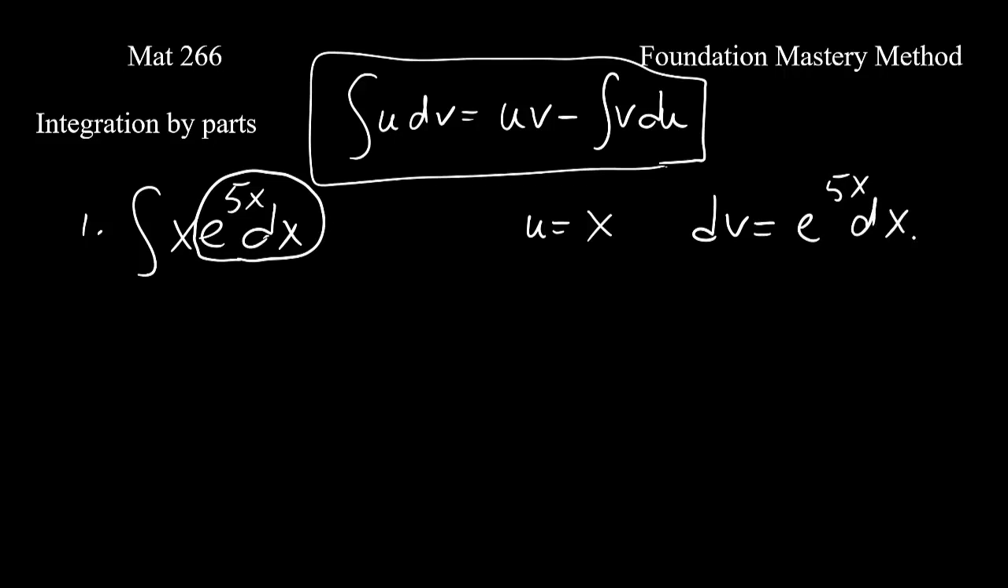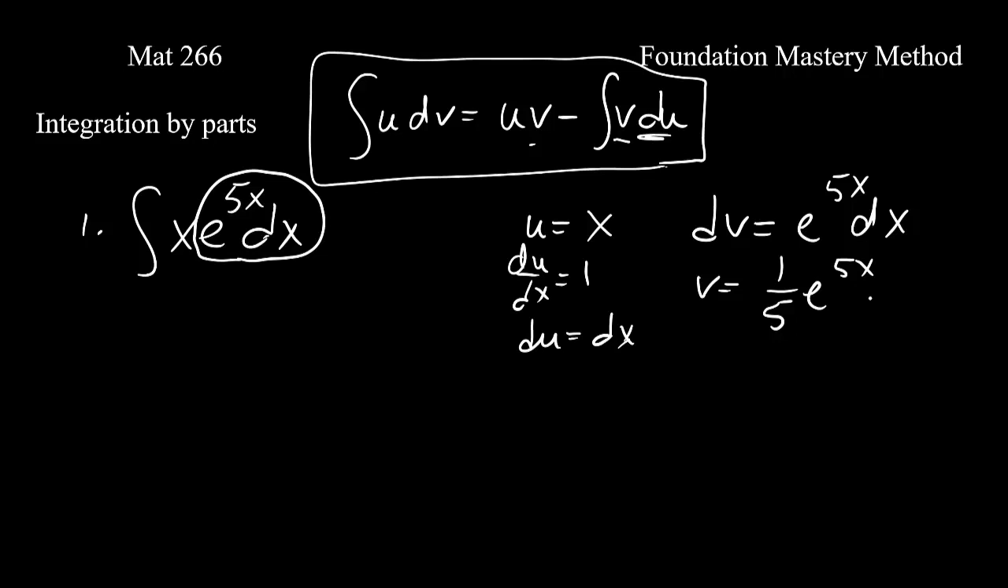In order to apply our formula now, we also need to know du, and we need to know v. So if u equals x, then du/dx is equal to 1. It's the derivative of x with respect to x. So this means that du will equal dx. And here, to find v, we're going to integrate dv. So we're going to have the integral of e to the 5x dx, and that is 1/5 e to the 5x.